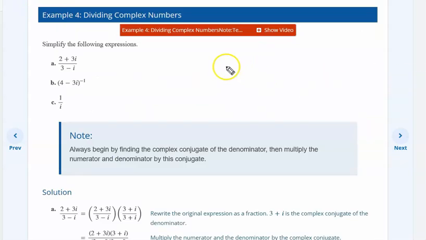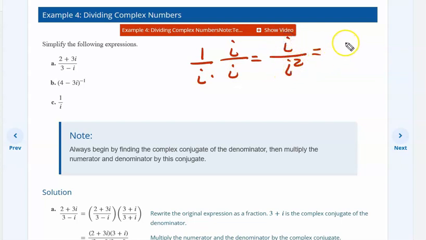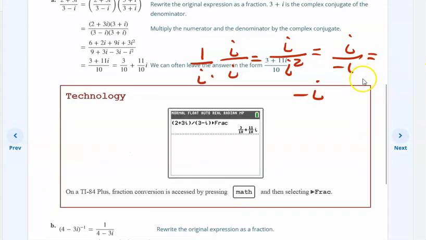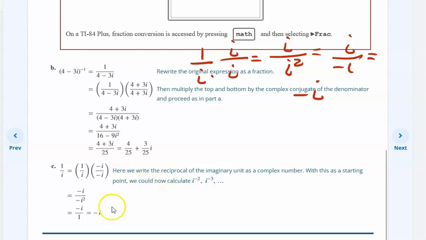Now, for letter C, we have 1 over i. So we're going to multiply this by i over i. This gives us, for the denominator, i squared, and i on the numerator. i squared is a negative 1, so this is i over negative 1, which is a negative i. All right, that was pretty straightforward. Let's check it out down below. Negative i. Okay, not too many more to go.